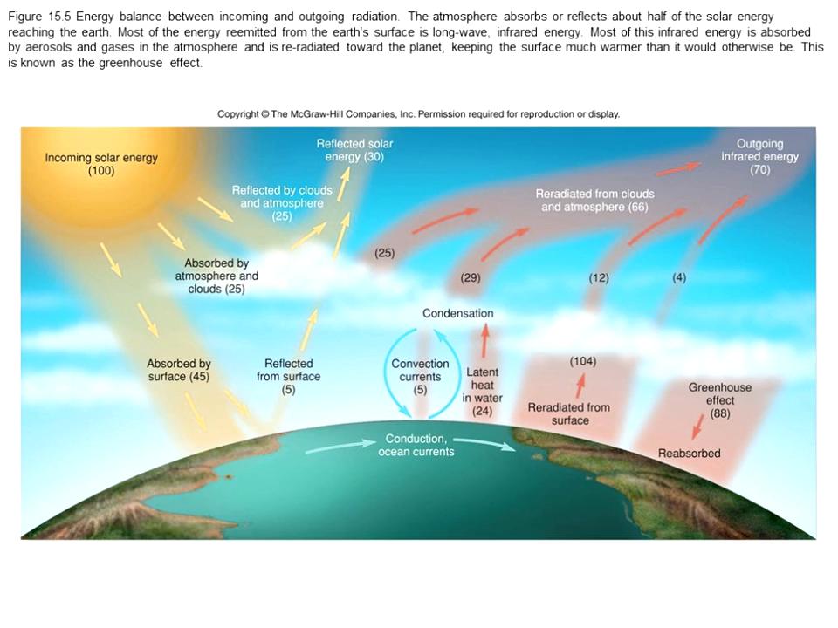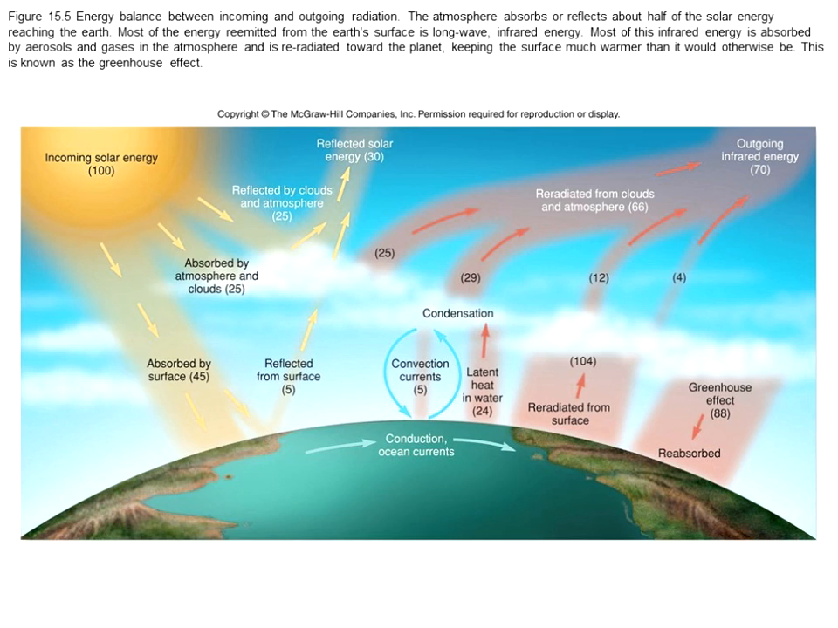This slide shows figure 15.5 in your book, and basically gives you a breakdown of the balance of insolation, that is the incoming solar energy starting at 100%, and how it's changed and reflected back and reabsorbed on the Earth's surface. Energy balance between the incoming and outgoing radiation is illustrated here. The atmosphere absorbs and reflects about half of the solar energy reaching the Earth.